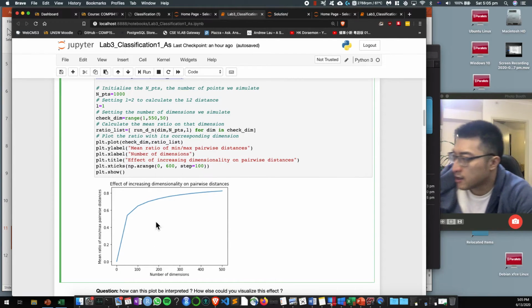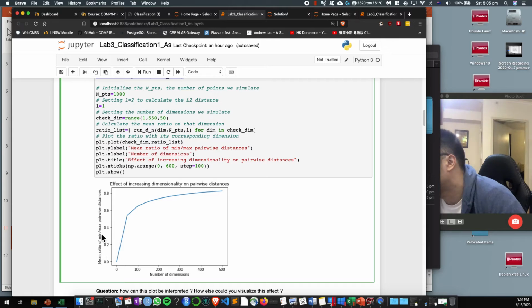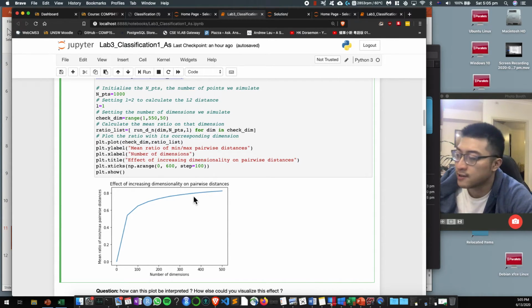Cool. Yeah, so the way to interpret it, what is this? This is a ratio of the minimum maximum. Notice how it's converging to 1 quite quickly. What this is saying is, as you increase the number of dimensions, everything kind of just becomes same. The distance you have is just everywhere looks the same.